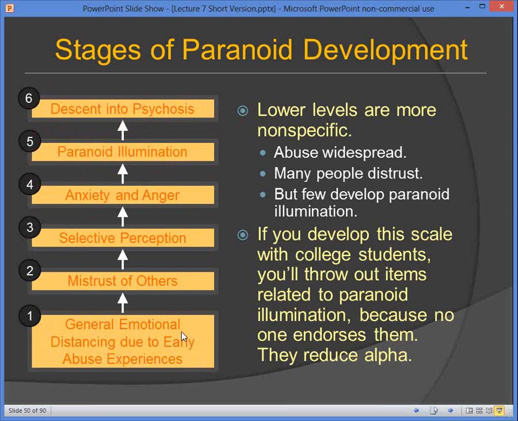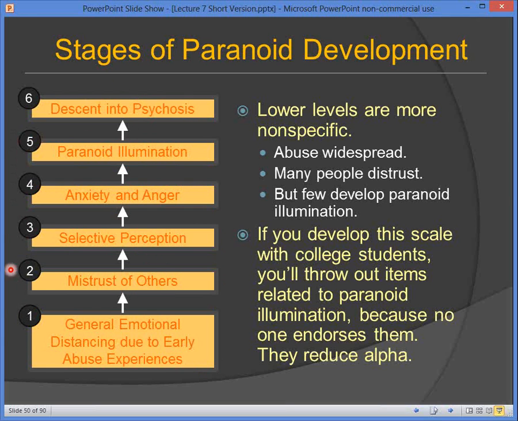readily available to you. You might only have college students, right? College students are the most studied population in the world. And because you have only college students that are available to you, the items that tap trust versus mistrust, those items would get endorsement. The items that tap anxiety and anger, those items would get some endorsement but less endorsement. And then the items that actually tap ideas of reference and paranoid psychosis, those items might not get any endorsement at all, or very little endorsement.